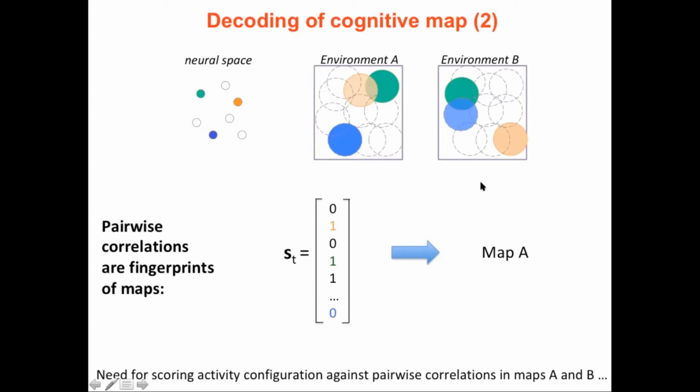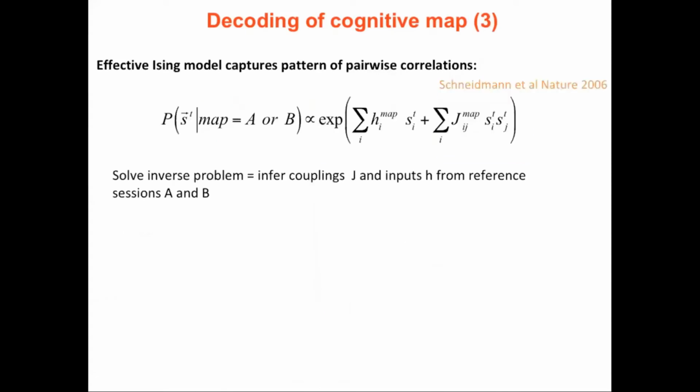So essentially, what I'm saying here is that the pairwise correlations are fingerprints of the corresponding maps. So what we need to do, when we have a vector of activity like the one written on this slide, is to score this vector against the pairwise correlations which are characteristic of maps A and B. How can we score an n-dimensional vector against an n by n matrix of pairwise correlations? To do that, we will use an inverse approach.